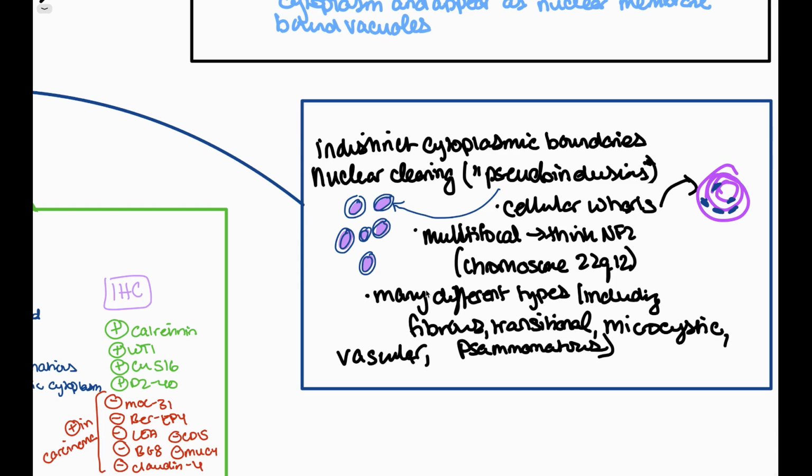meningiomas. So when we think about meningioma, it's important to remember that there's nuclear clearing or pseudo-inclusions. There can be cellular whorls. They have indistinct cytoplasmic boundaries. If it's multifocal, then you want to think of NF2, which is a mutation on chromosome 22q12. There are many different types, including fibrous, transitional, microcystic, vascular, and secretory.